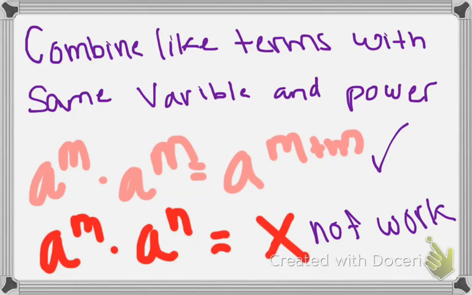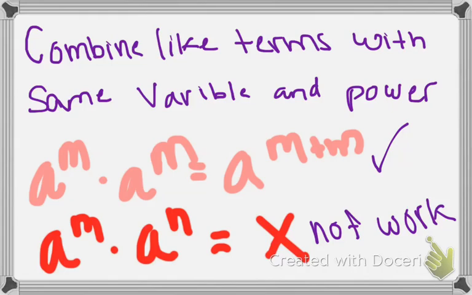The first example says a to the power of m times a to the power of m. Because the variables are the same, you will carry it over, which would be your a. And because the powers are the same, you will add them together. So your answer will be a to the power of m plus m.